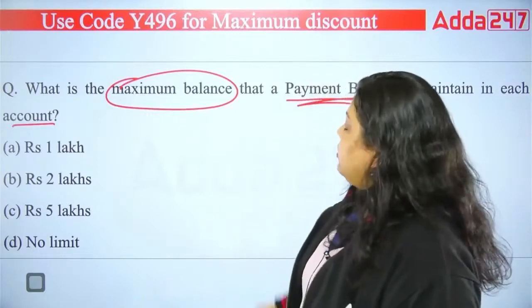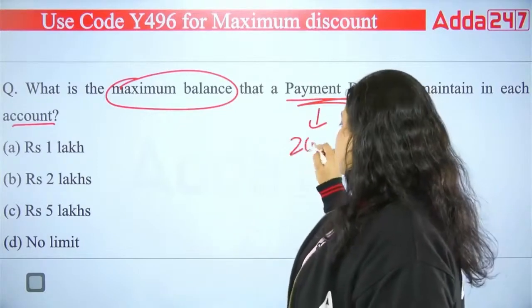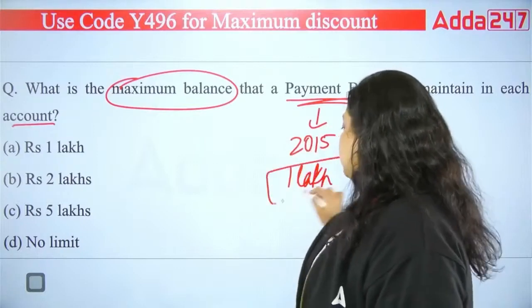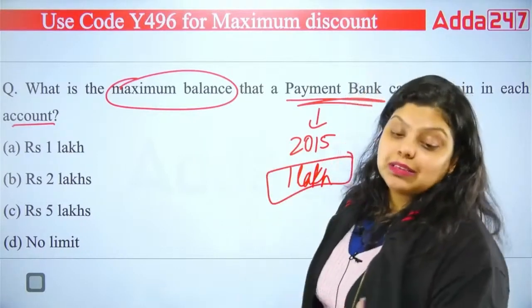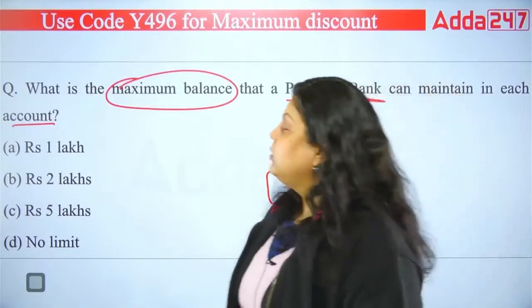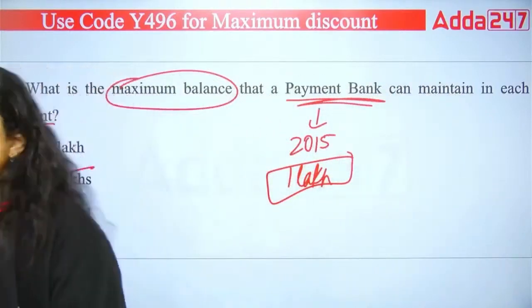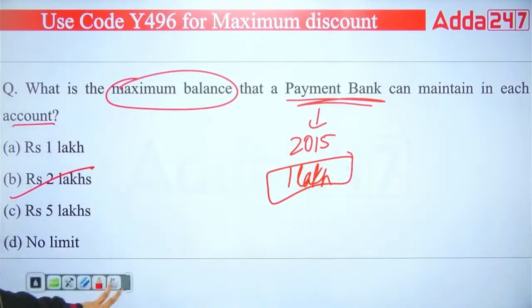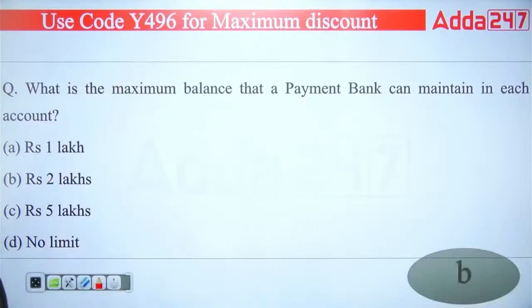And when it was introduced in 2015, they were allowed to accept only 1 lakh deposit per customer. But this has been increased by RBI. Now they are allowed to take up to 2 lakh rupees per customer. So this is the maximum limit. Not more than 2 lakh they can accept. So the right answer is B. Remember, it used to be 1 lakh, but now it is 2 lakh.